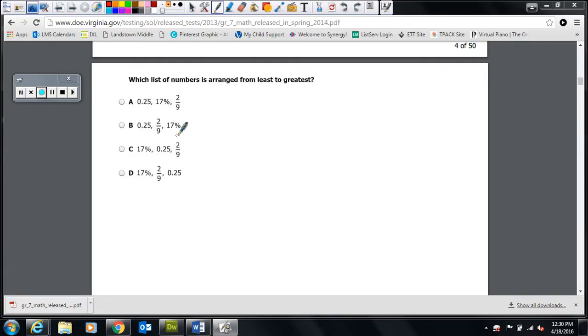So you must be able to take these values and convert them so you can compare them. Because this question is asking us to write these numbers from least to greatest. And although there are many different ways to do this, my suggestion is for you to turn each of these values into a decimal. They're all the same. We have 0.25 in every single answer. We have 17% in every single answer, and we have the fraction 2/9 in every single answer. But we need to convert them all to decimals so we can properly compare them.